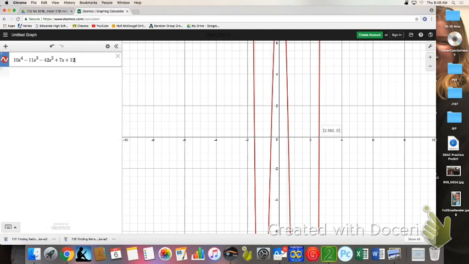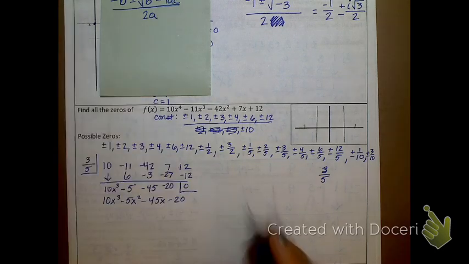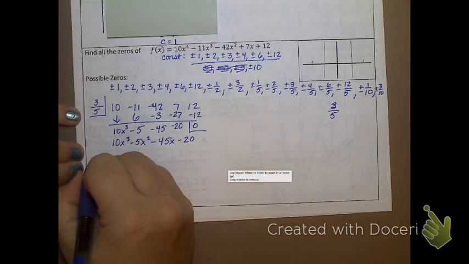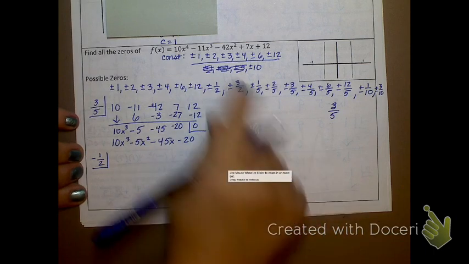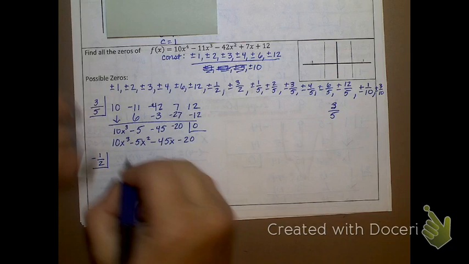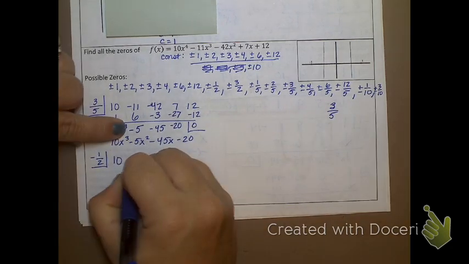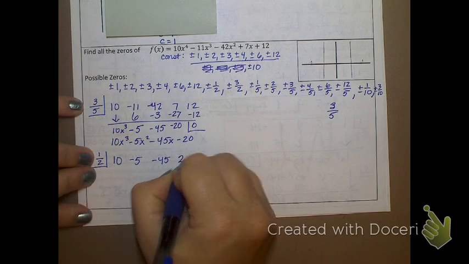That was 0.6. That's 2.562. I have no idea what that is off the top of my head. Negative 0.5. I can do that. Negative 0.5 is negative 1/2. So let's use that as our other one. So negative 1/2. And what numbers am I going to put across? The x to the 4th or the x to the 3rd? X to the 3rd. So 10, negative 5, negative 45, and negative 20.